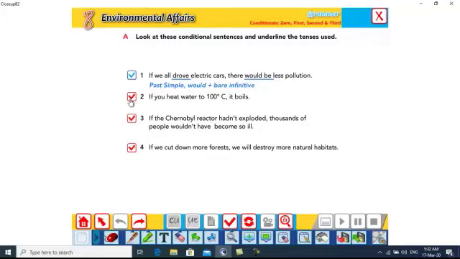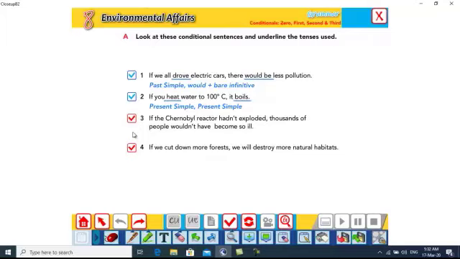Right. Sentence number 2: If you heat water to 100 degrees, it boils. If you heat water, it boils. Here we have if plus, yes, who can say? If plus present simple, and the other sentence is also present simple. So, if plus present simple, and we call this the zero conditional.